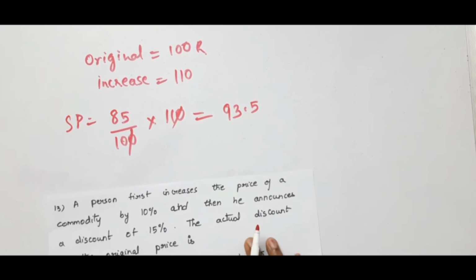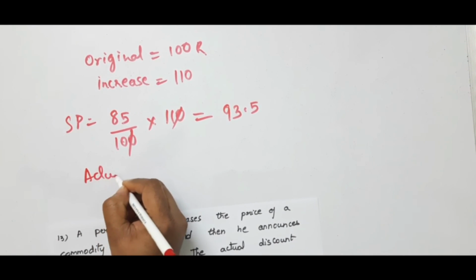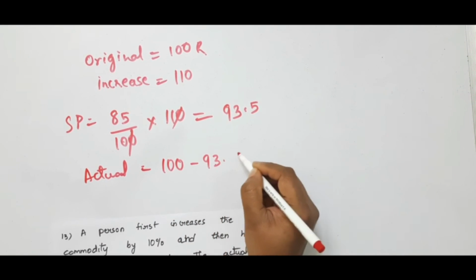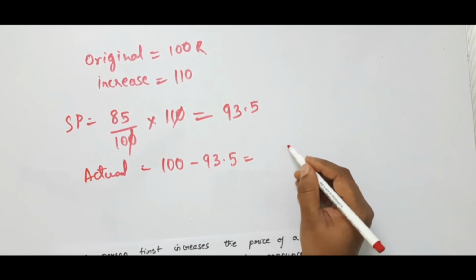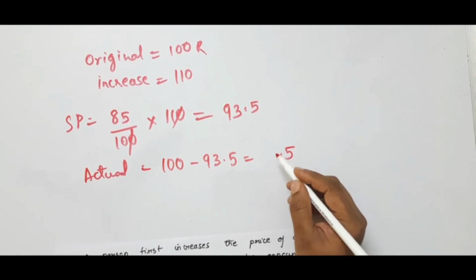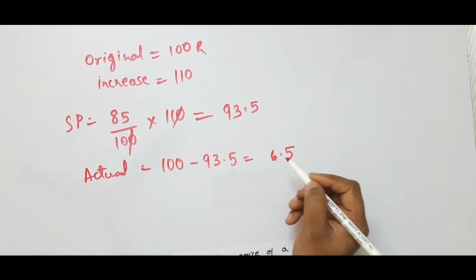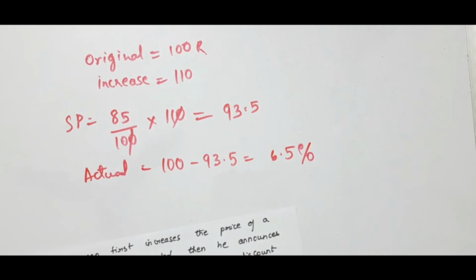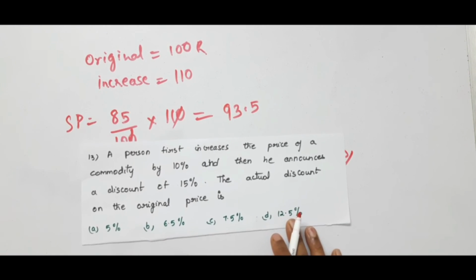Now we have to find the actual discount. The actual discount is nothing but 100 minus that selling price. You will get how much discount he has given. Is it not? So this is equal to 6.5. 10 minus 5 is 5 and 9 minus 3 is nothing but 6, so you are left with 9. 9 minus 9 is 0. So we got 6.5%. Let us go to the options and check where it is. It is option B.